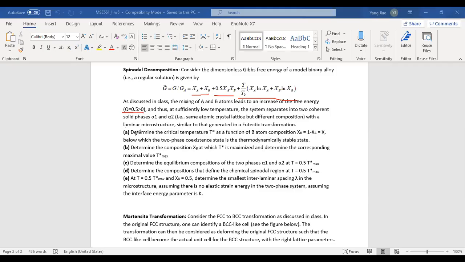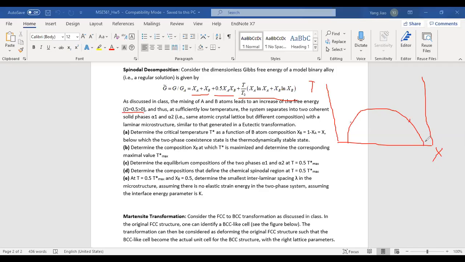First one, determine the critical temperature T star as a function of B atom composition, below which the two-phase coexistence is thermally stable. So what does this mean? We're not quite familiar with the statement, right? But let me show you the phase diagram. If we were looking at this temperature T, we're basically looking at a very symmetric phase diagram like this. This is going to be my X, right? So this will be the miscibility gap we have.